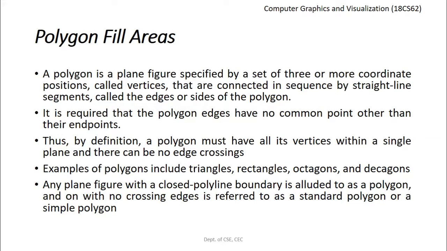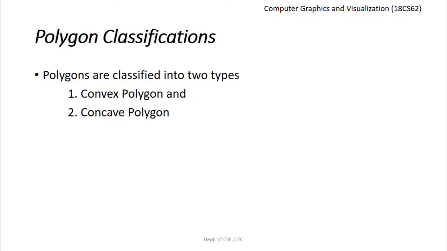So a polygon is a plane figure with a closed polyline boundary. Then what is a simple polygon or a standard polygon? A polygon with no crossing edges is referred to as a standard polygon or a simple polygon. So in a simple polygon we don't have edges which are crossing each other.